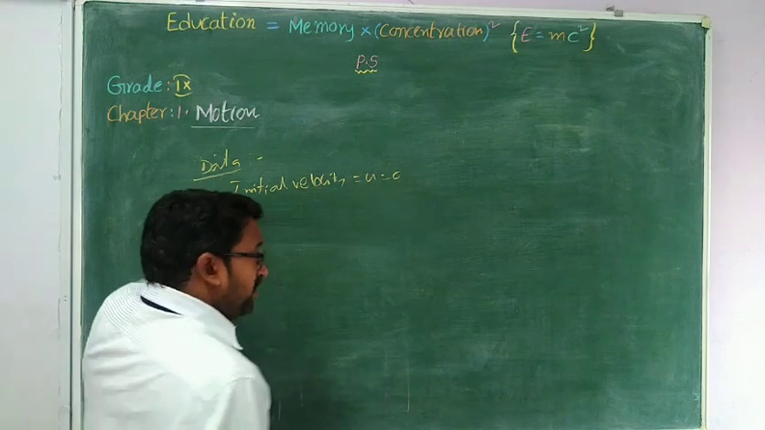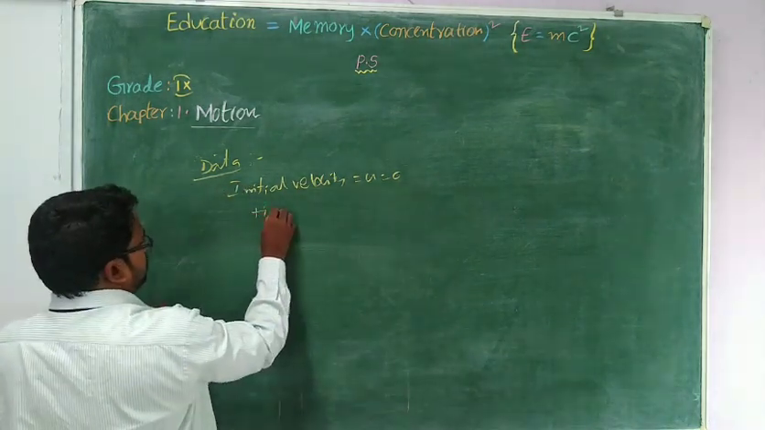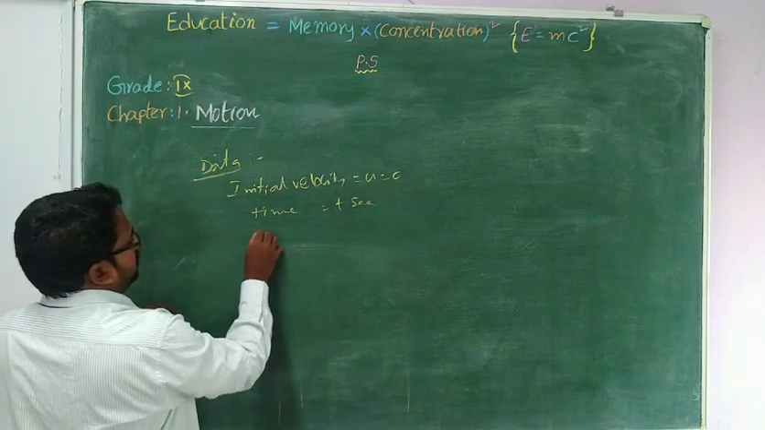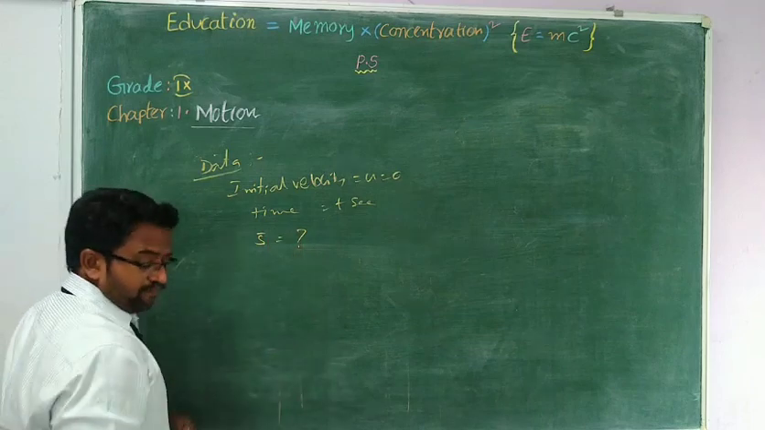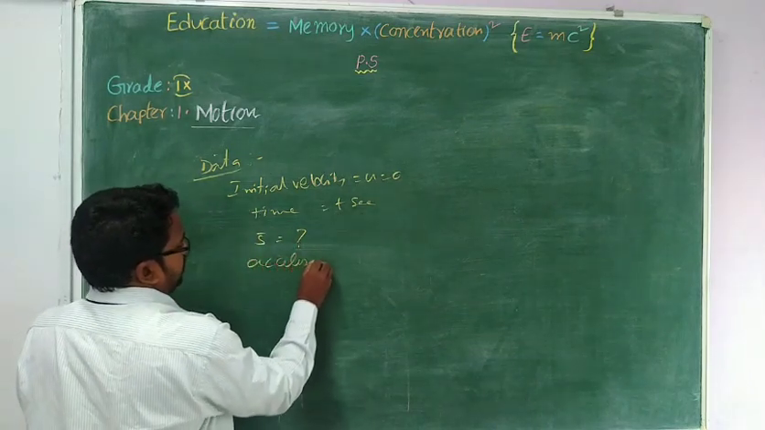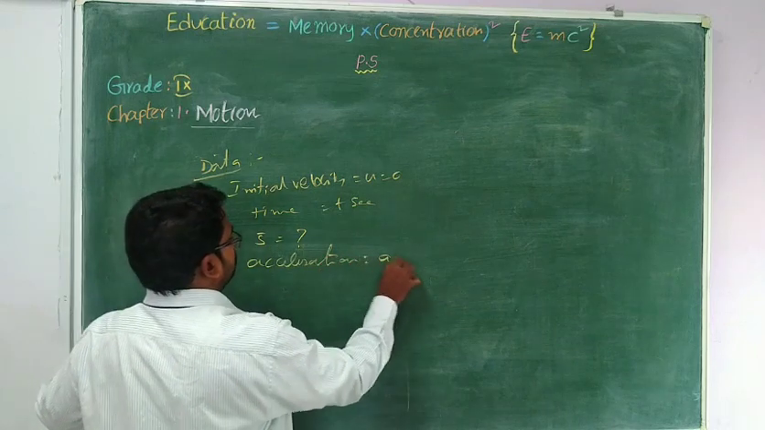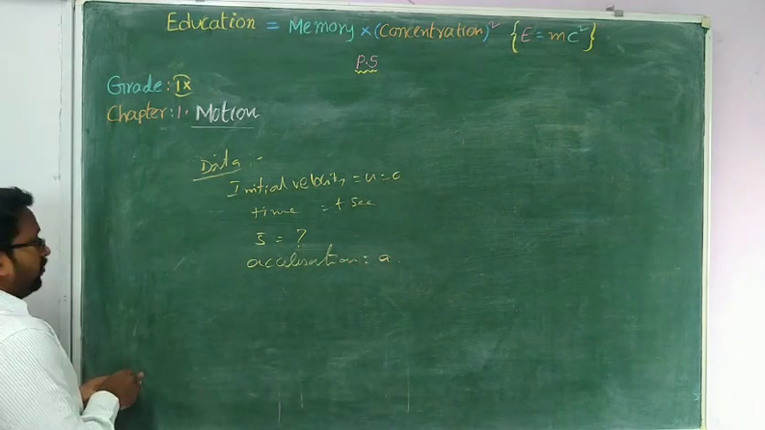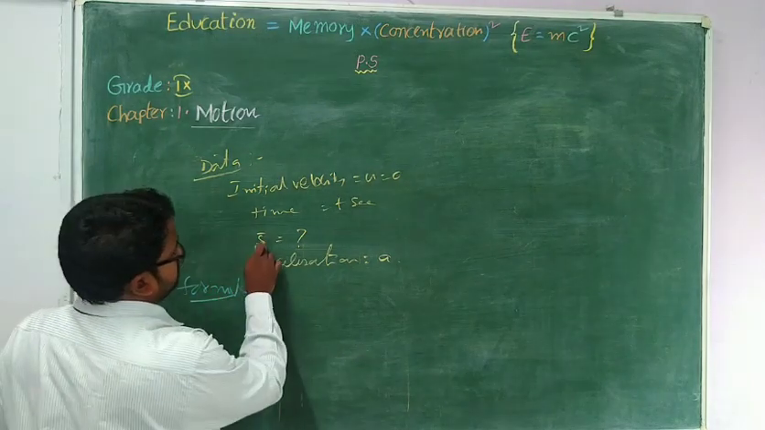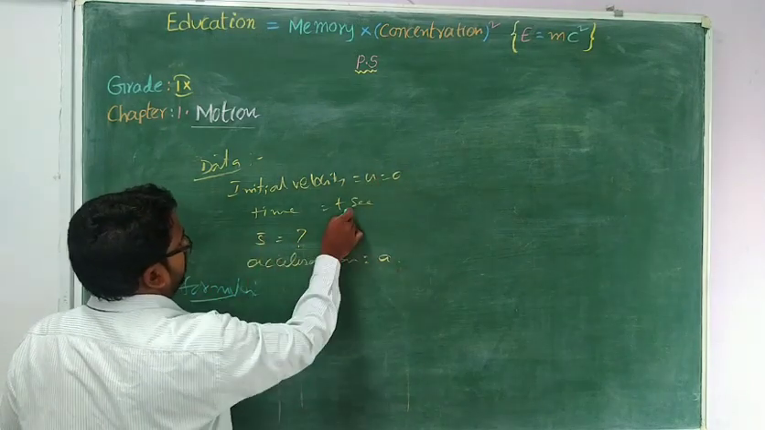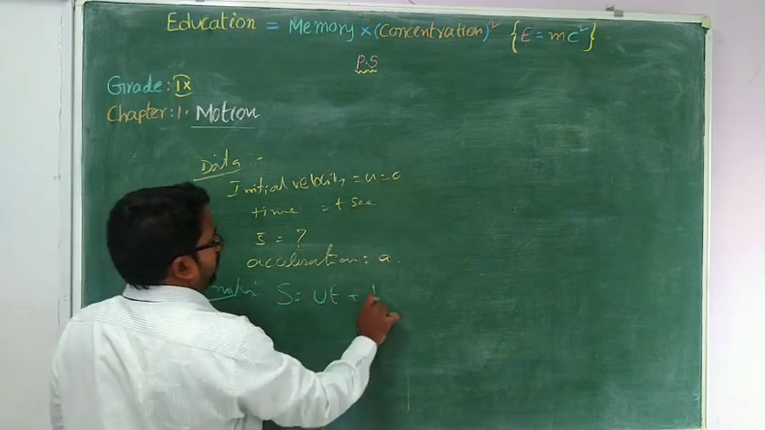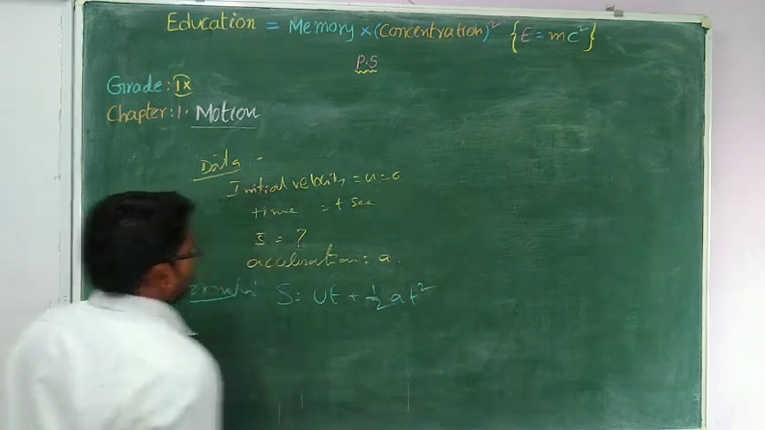Next, what is the distance covered in t seconds? Time is also given. Time is t seconds, distance we have to find, and acceleration is also given. Then what is the formula we have for this relation? The formula with S, U, A, T: S is equal to UT plus half AT squared.